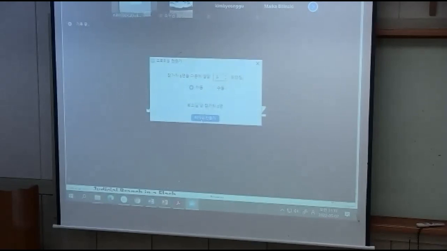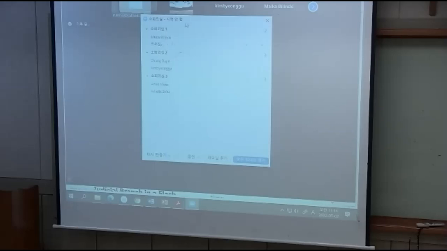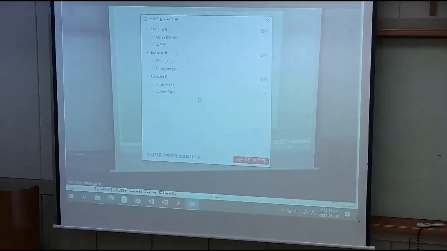And the person at the bottom of the group listing will be the one who speaks for the group. And it is Cho Ji will speak for group 1, exercise A. And Kim Byung-gu will do exercise B. And this is exercise C. So open up those groups. So please join the groups. Please join the groups. Micah and Chojin, exercise A. Chung Do-jin and Kim Byung-gu, exercise B. And Anis and Juliet, exercise C.